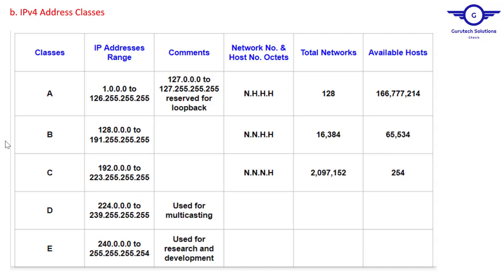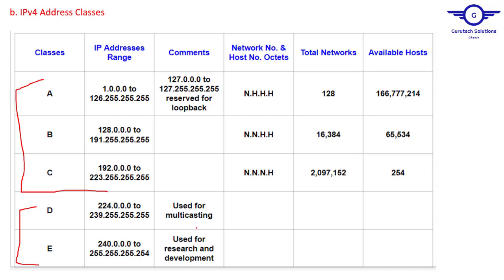Then for class B, we don't have any comment. Class C, we don't have any comment. And from class A to C, they're the only classes that you can use. We can only use class A to class C to assign devices. Now, class D and class E have different purposes.